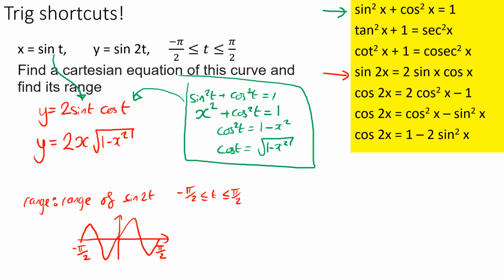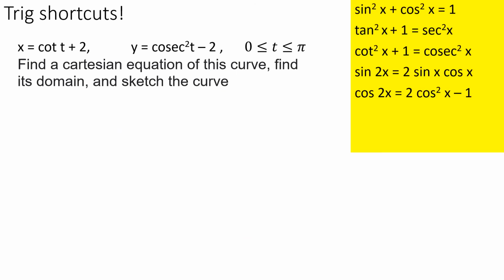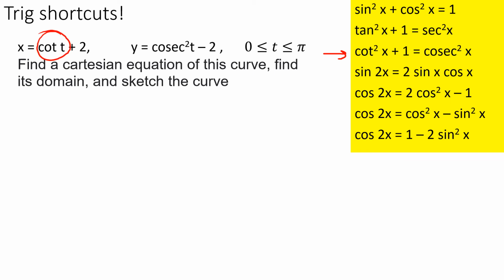So our answer for this question, its range, is going to be that y could be anywhere from minus 1 to 1. Okay, so here's another trig shortcut. I think it's our third and final one. Again, here's our list of trig identities. Which one do you think is relevant? That's right, it's the cot squared and cosec squared, because this has got cot and cosec and nothing else does.